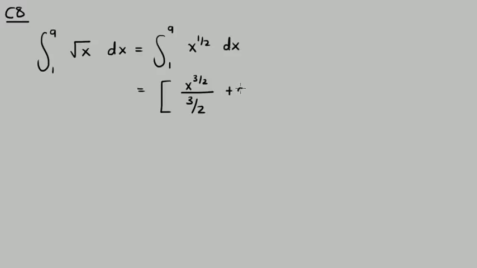I'm going to add in the c here, but I'm going to explain why usually in this question we don't need to add in the c at this stage. So just to tidy that up a little bit, that's actually 2 over 3 by x to the power 3 over 2. But really when you're substituting in, as long as you substitute in, you're going to get the same answer anyway.